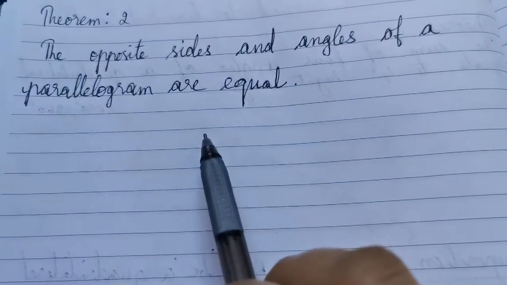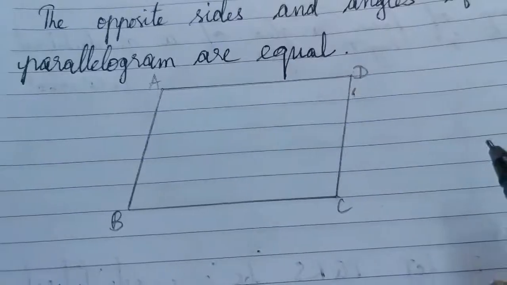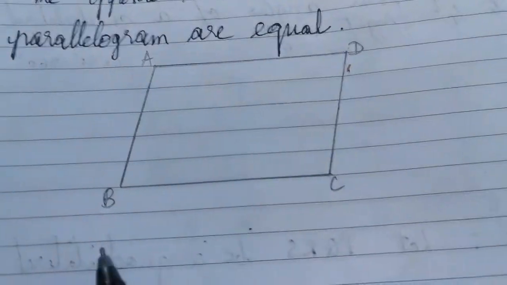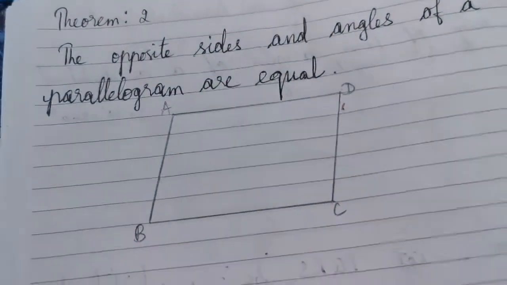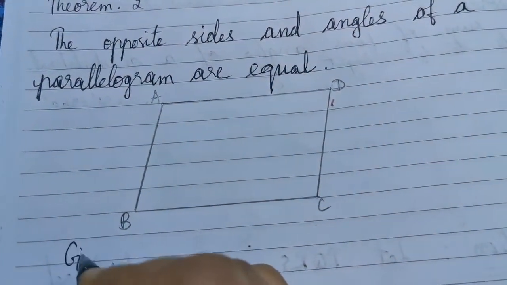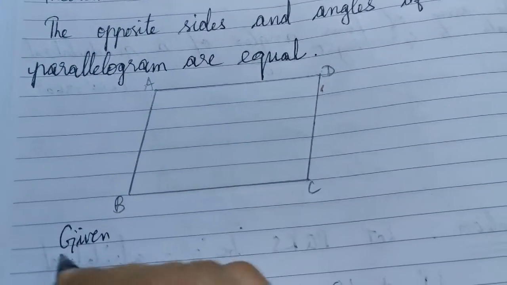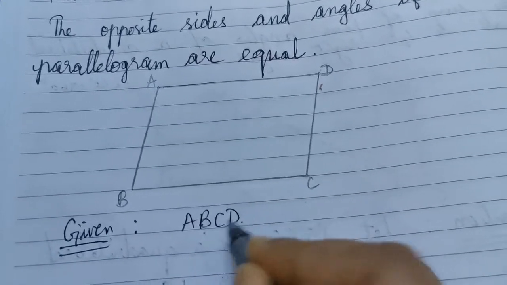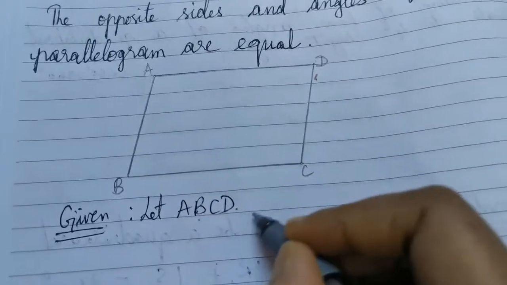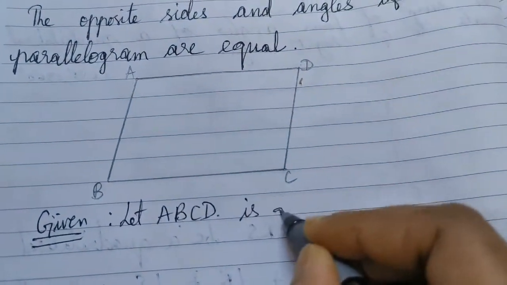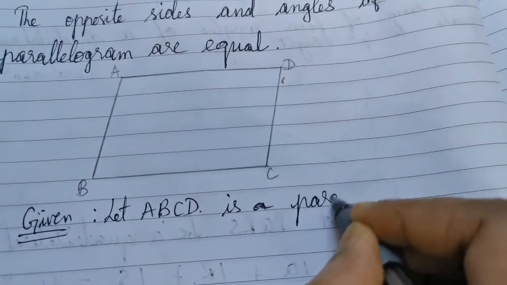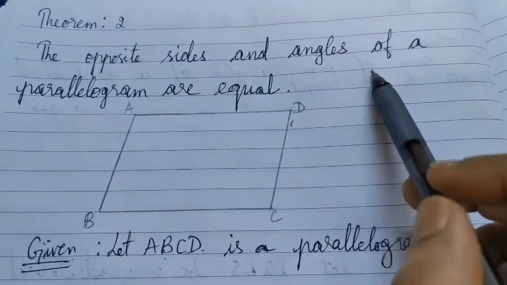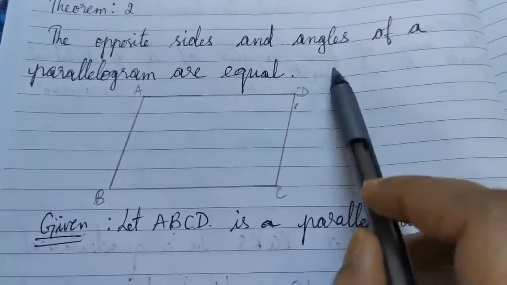For that we will need a parallelogram. Here I have a parallelogram ABCD. So what is given? Let us assume that ABCD is a parallelogram. So here we are going to justify or prove this statement.